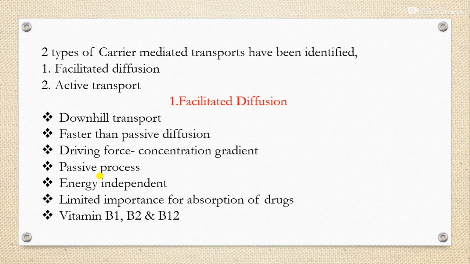Facilitated diffusion is a downhill transport. It is faster than passive diffusion. Like passive diffusion, the driving force is the concentration gradient. It is energy independent. Facilitated diffusion is of limited importance for absorption of drugs. Only some vitamins like vitamin B1, B2, B12 are transported by facilitated diffusion.